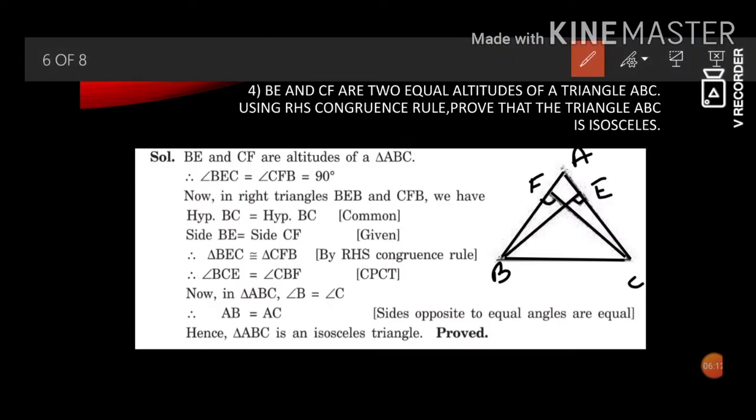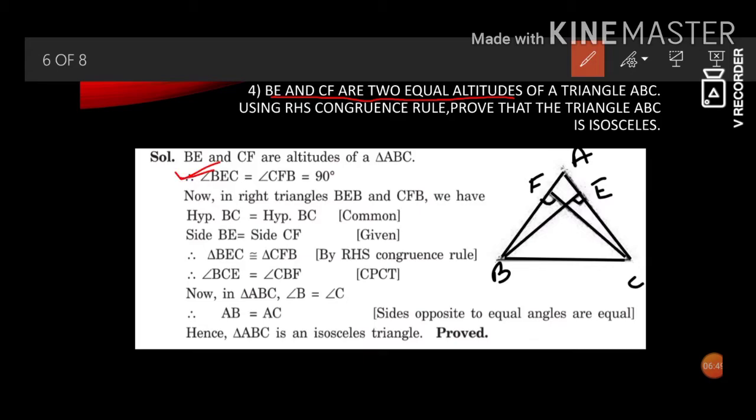Question number 4: BE and CF are the two altitudes of a triangle ABC. Using the RHS congruence rule, prove that triangle ABC is an isosceles triangle. So we have that the altitudes BE and CF are equal to each other. From the question we can see BE and CF are two equal altitudes, and the angles at E and F are 90 degrees each.